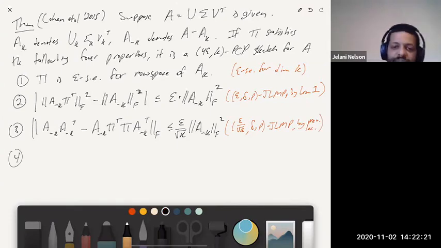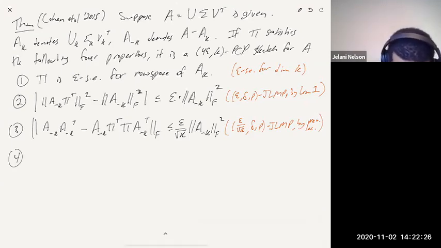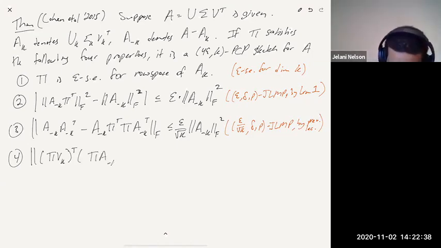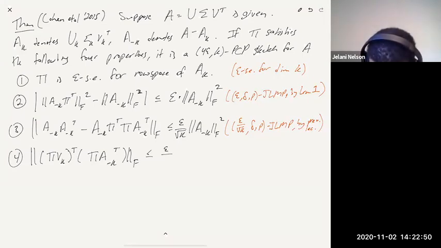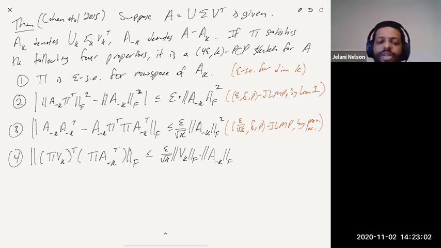And then the fourth one is also going to be an approximate matrix multiplication. So now what I'm going to do is look at V_k transpose Pi transpose Pi (A minus A_k) transpose, and look at the Frobenius norm squared of that. I want this thing to be at most epsilon over root k times the Frobenius norm of V_k times the Frobenius norm of A minus A_k. Again, this is just straight up approximate matrix multiplication.